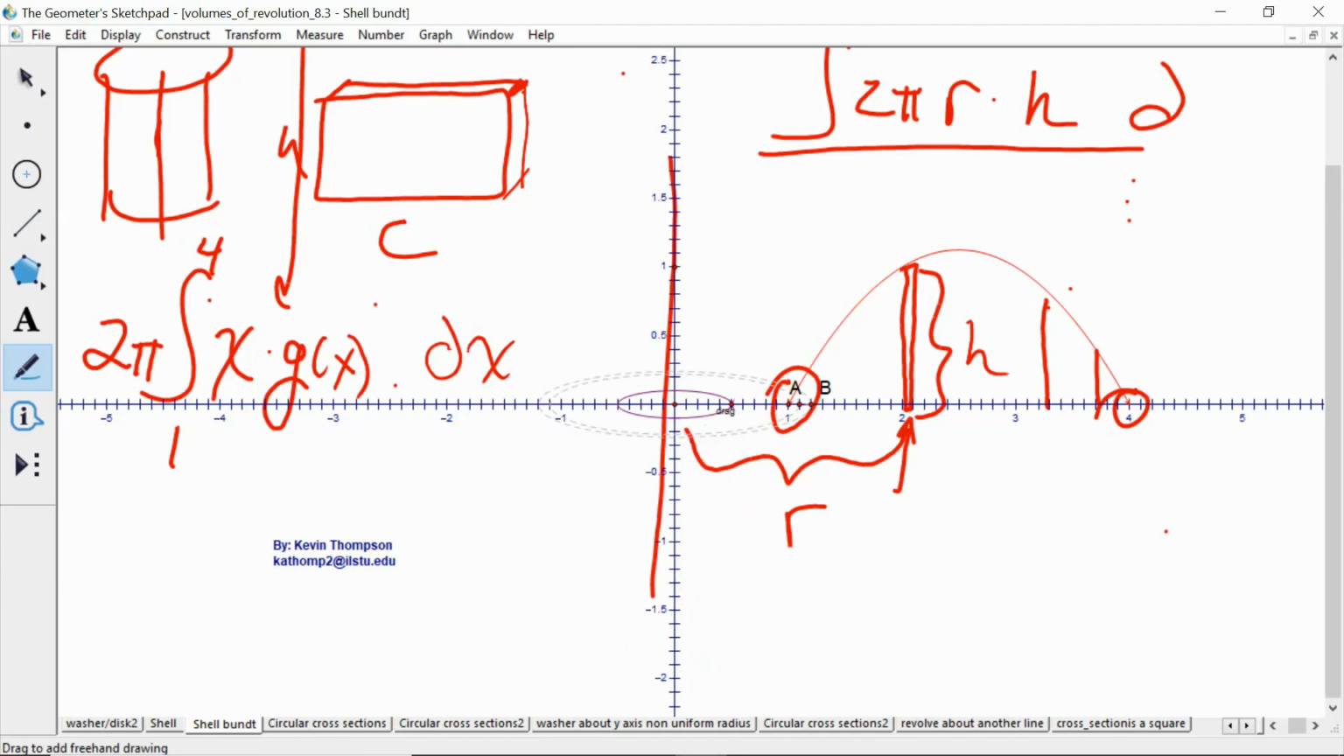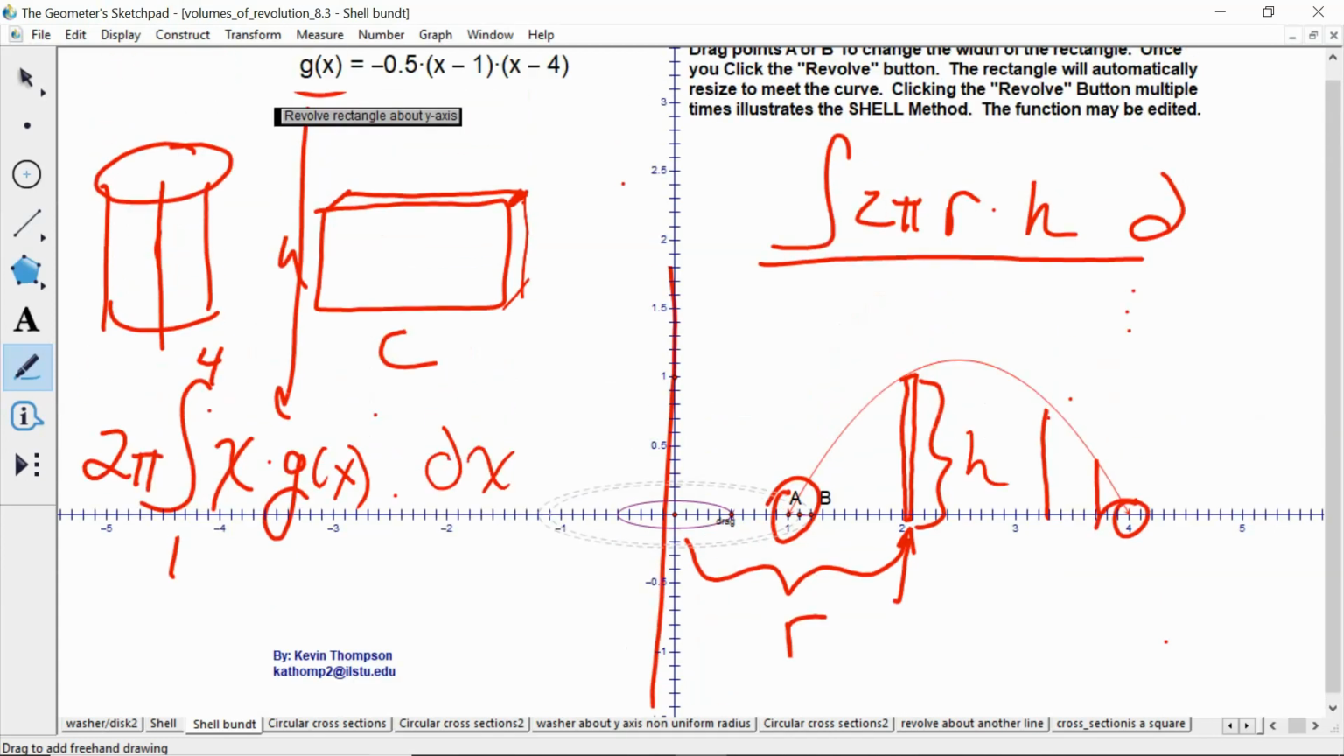Put this in your calculator, it spits out an answer. I didn't write it down because I'm more interested in the setup. Okay, what was the answer? 45/4 pi. Okay.